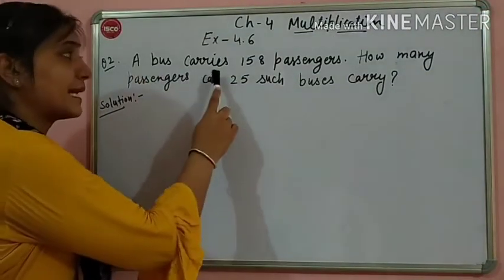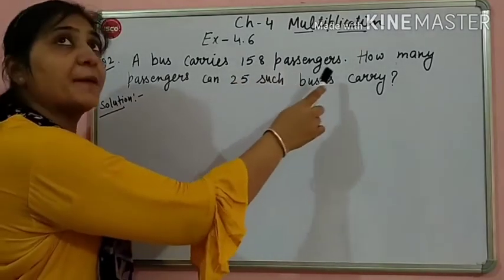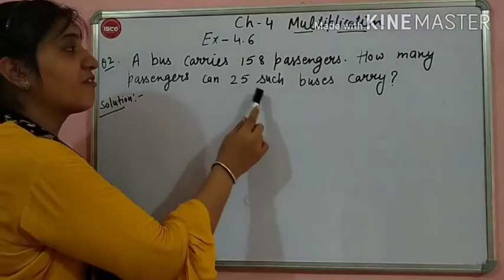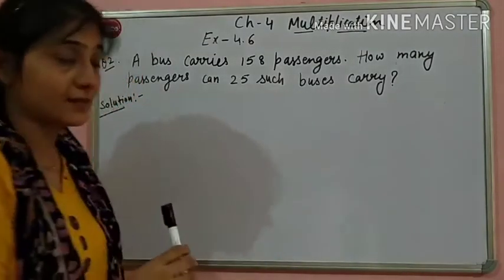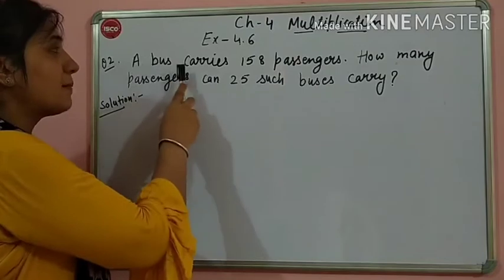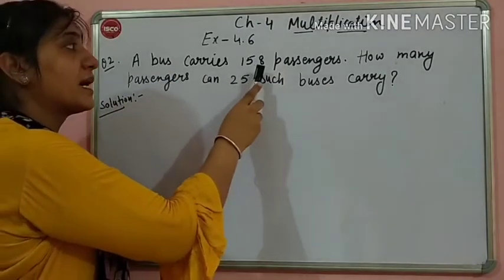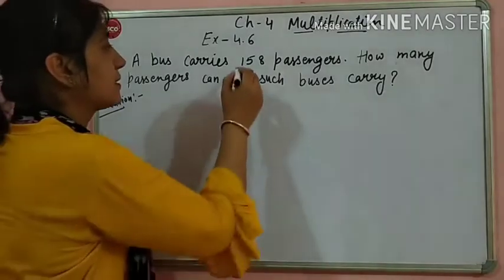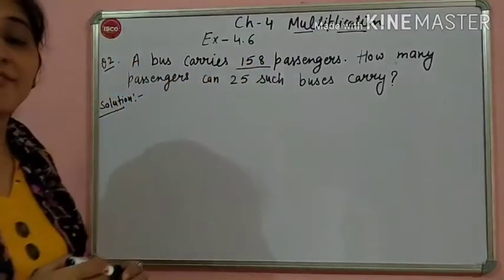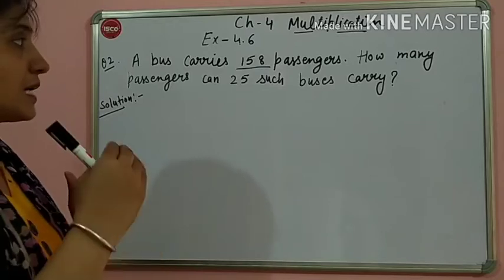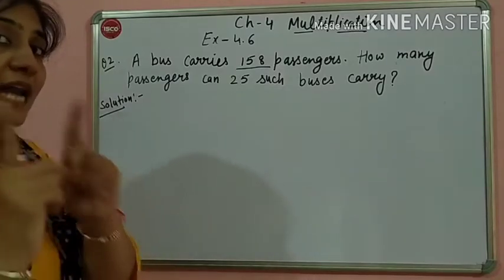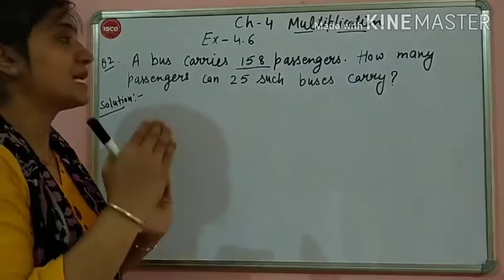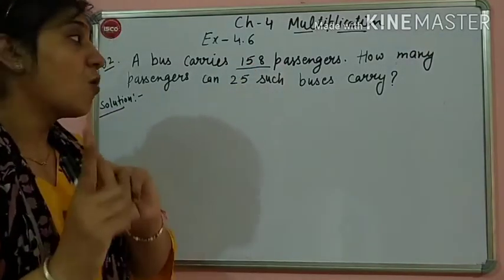A bus carries 158 passengers. How many passengers can 25 such buses carry? It means one bus carries 158 passengers. What is this 158? These are the number of passengers in one bus.